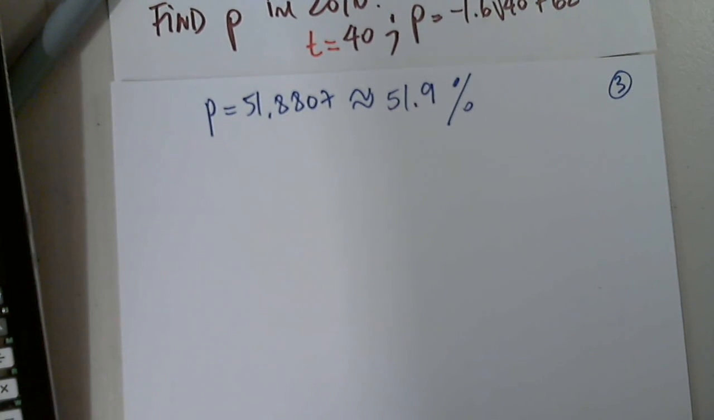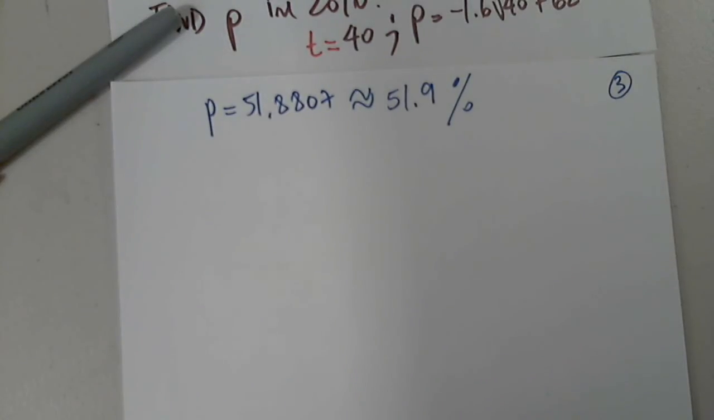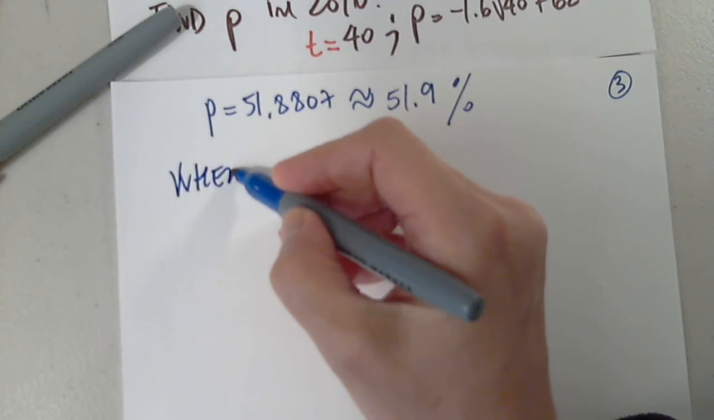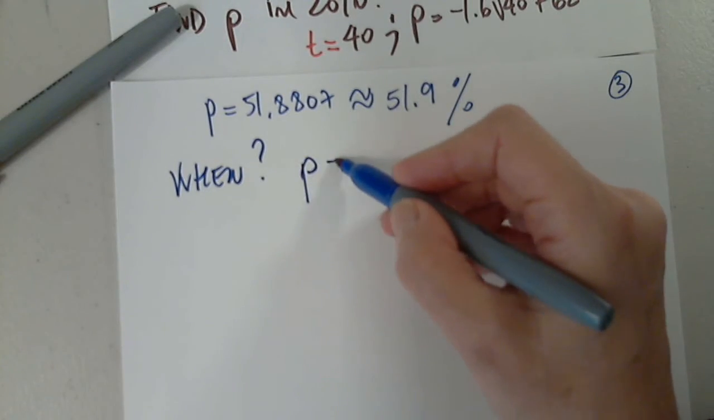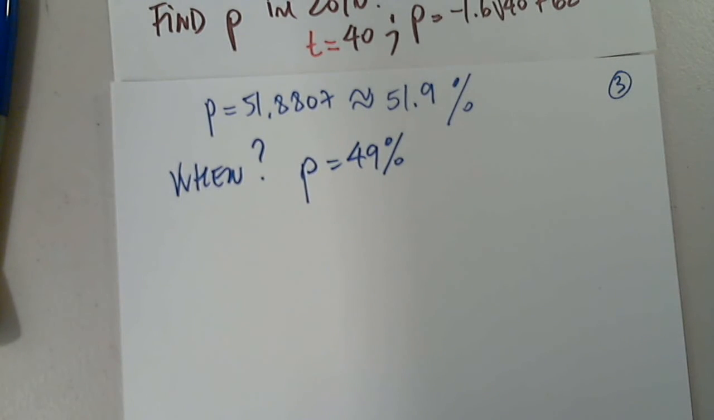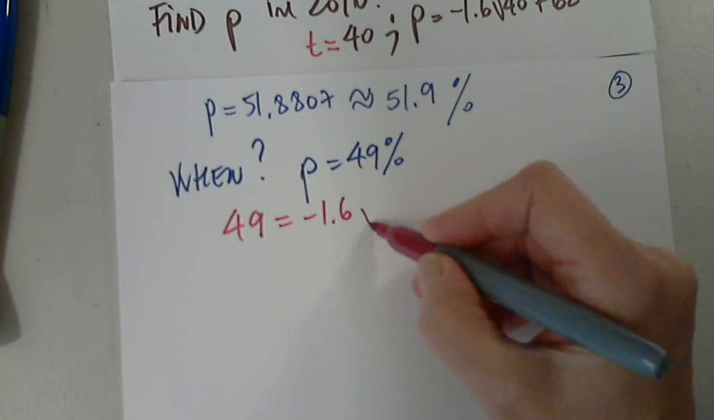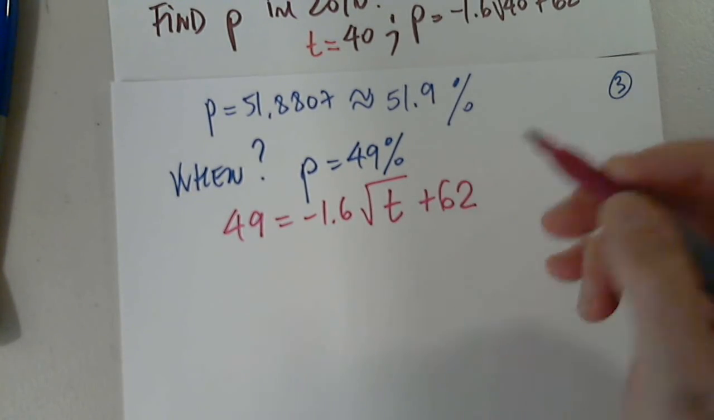Second part of the question. According to the formula, when will 49% of the jobs in the U.S. labor force be held by men? So we are asked when. The percentage will be 49%. What do we have to do? Set the equation equal to 49. Excellent. So 49 equals negative 1.6 times the square root of t plus 62.